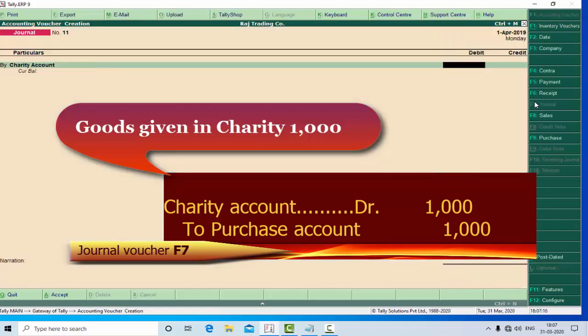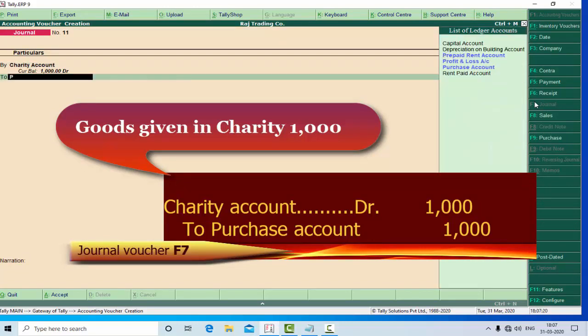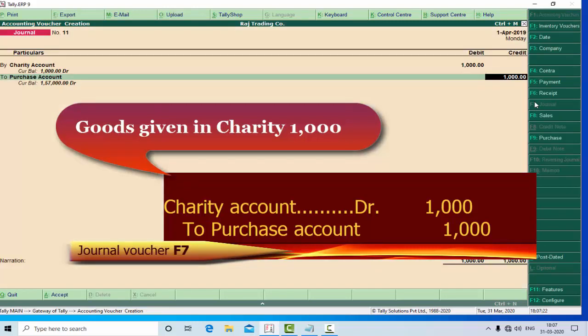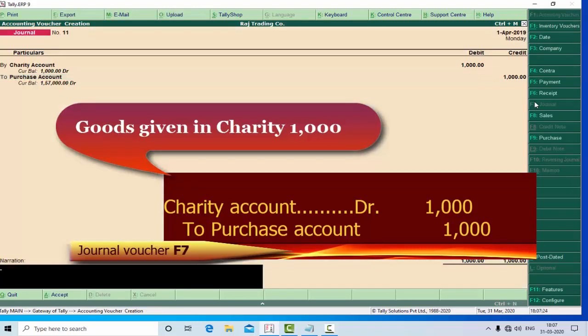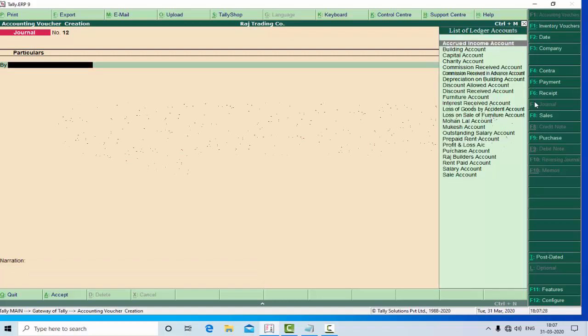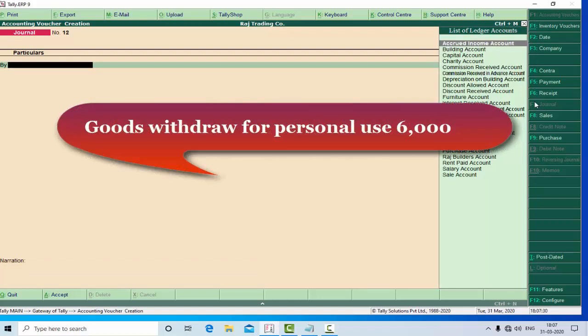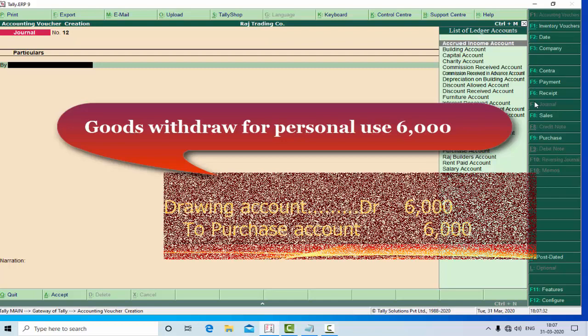And then for the amount, enter 1000 and credit the purchase account again, because goods are given in charity, and if cash is given, that entry will be recorded in the payment voucher. So I think you understand how this entry will be recorded. Next entry, goods withdrawn for personal use, 6000.